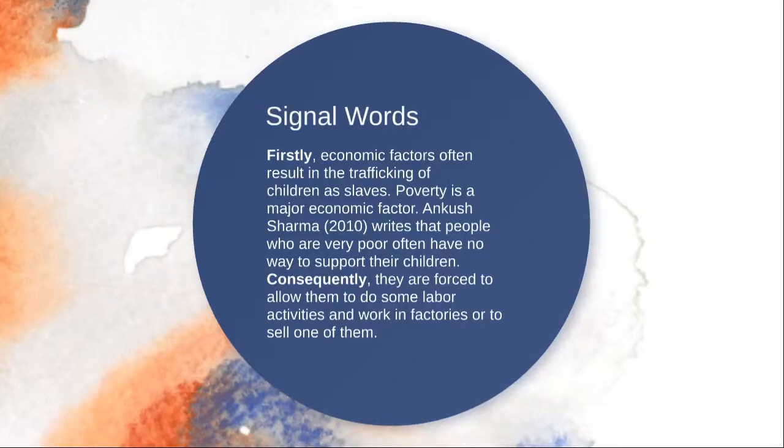Ankush Sharma writes that people who are very poor often have no way to support their children. Consequently, they are forced to allow them to do some labor activities and work in factories or to sell one of them. Notice we've used firstly, then consequently. It pulls it together. The firstly lets us know the timeline here. Consequently shows how the one sentence, the cause, leads to the effect.